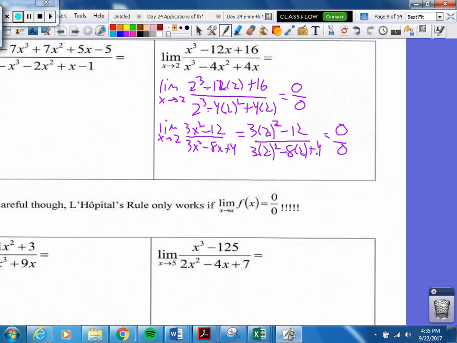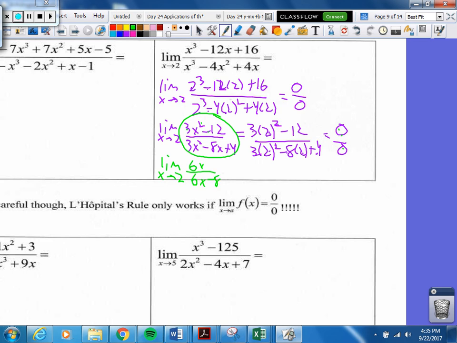Oh my god, we got 0 over 0 again. We got an indeterminate form. Oh, what are we going to do? Well, we're just going to re-up on L'Hopital's rule. Limit as x approaches 2. Now I'm going to find the derivative of this, because it yielded an indeterminate form. So that's going to be 6x over 6x minus 8.